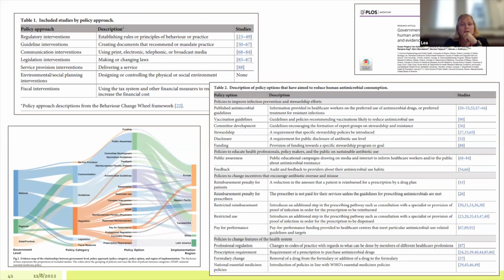So yet again, another one, mostly based on tables. Here, describing different policy approaches. Often tables will be linked to the original references that support that. A more detailed description of policy options. And again, here's another Sankey diagram. You have to have a very specific type of data and a large number of articles to pull that off though.